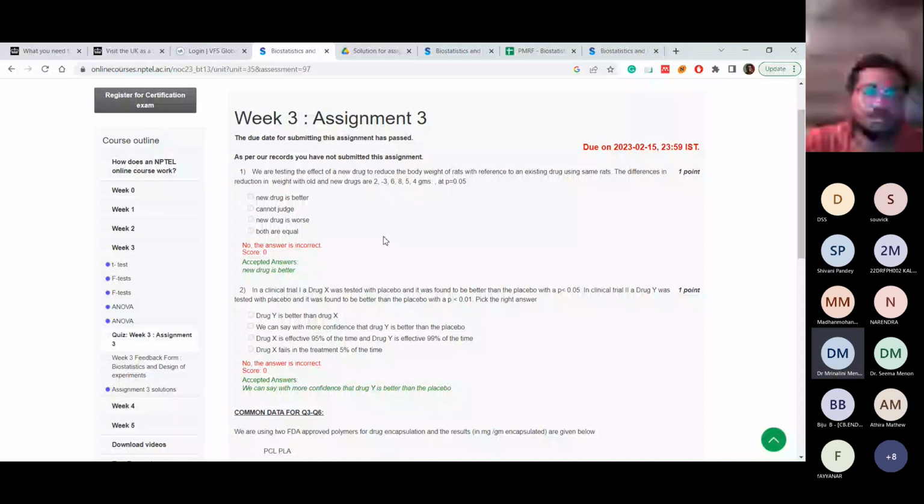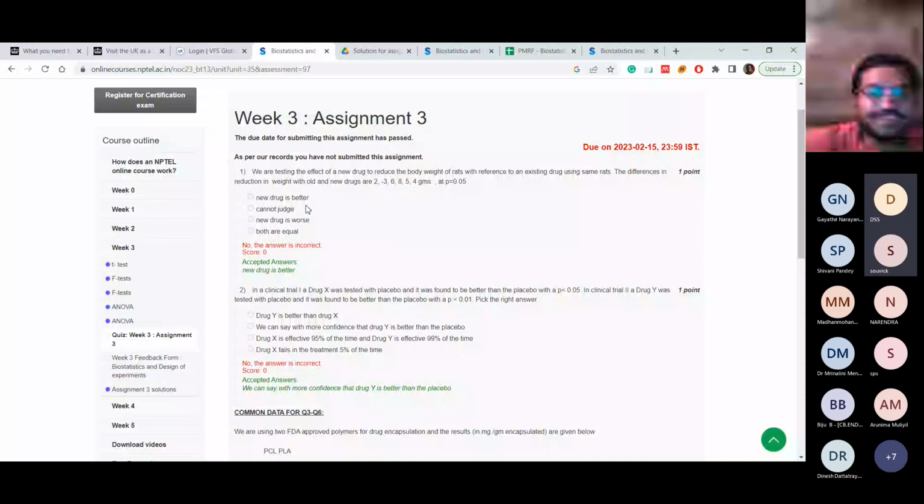So I went by that rationale. There is an option given, cannot judge. So that should be appropriate, in my opinion. Yeah, I was wondering about that as well, but then it's that we need more data to confirm. Sir, yeah.